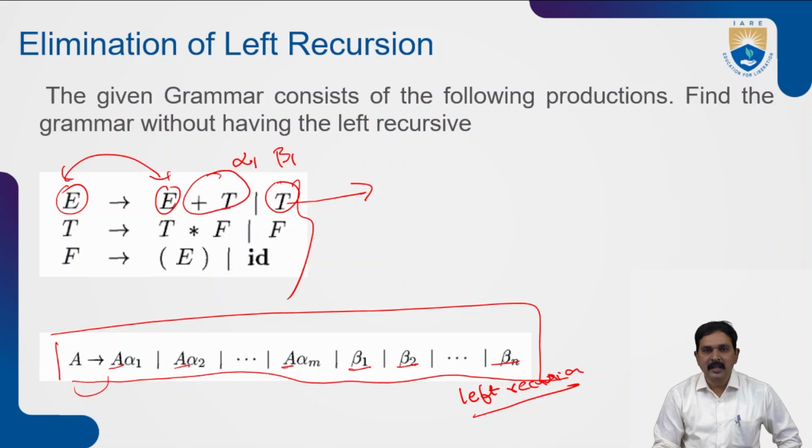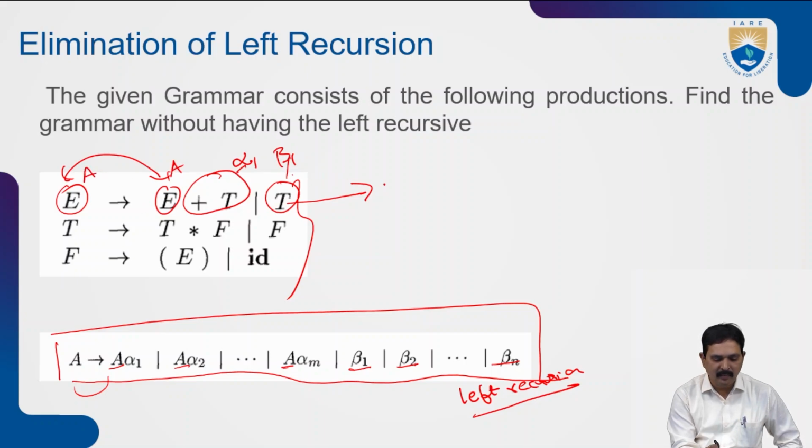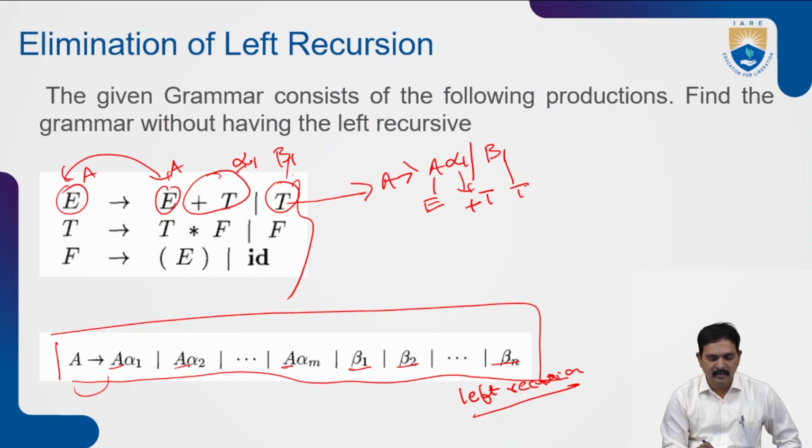So E implies E plus T slash T. Here plus T is alpha 1, and this is beta 1. So what is A? This is A, in the form A implies A alpha 1 slash beta 1. Alpha 1 is plus T, A is E, and beta 1 is T. So you know the capital A, alpha 1 and beta.